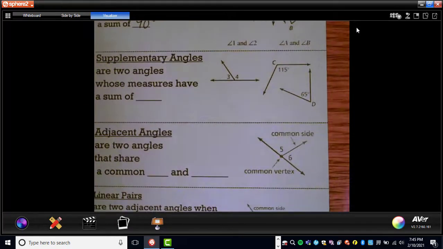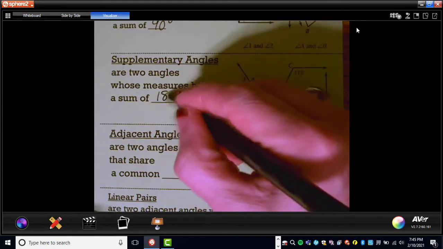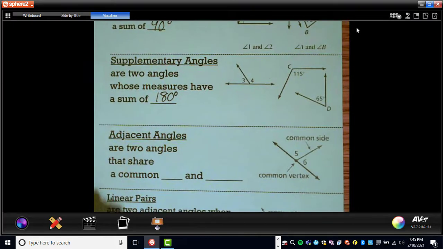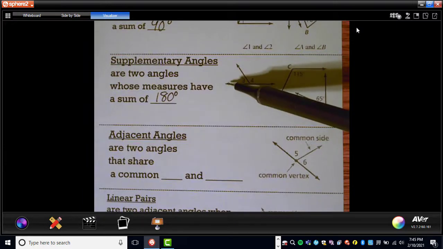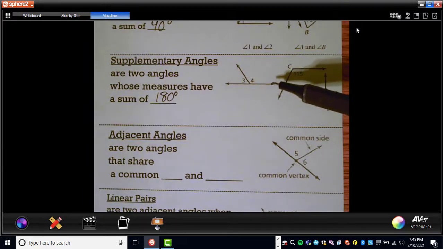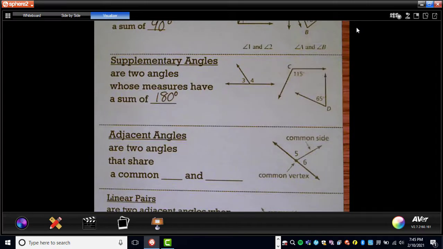All right, the next one we're going to go over is supplementary angles. So supplementary angles, pretty similar to complementary. The only difference is the measure is going to have a sum of 180 degrees. Now, if we look at this first figure, angle 3 and angle 4 form a straight line. So if it does not specifically give you the angle, then we can assume that it's a straight line, and angle 4 plus angle 3 would equal 180 degrees. Now these two would go together, angle C, angle D. If we take 115 degrees plus 65, that also would give us 180 degrees.